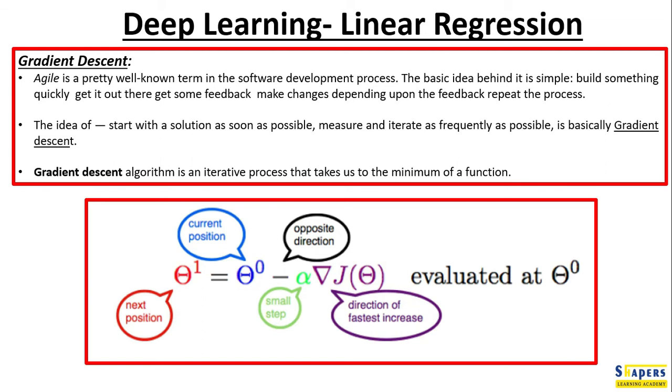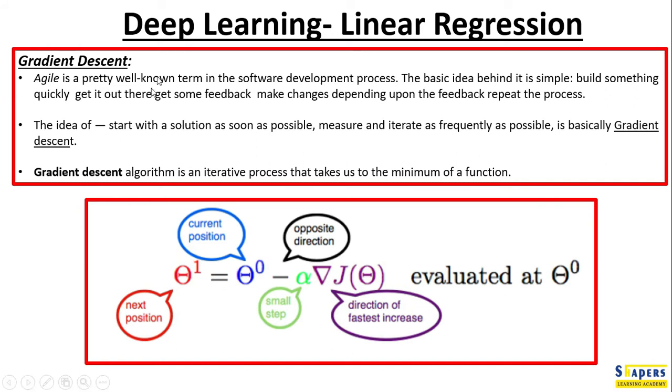Do it in a faster way. Immediately arrive at a solution. Iterate it to check whether the solution works for the problem statements and optimize it until the point where the best solution is obtained. So that is the concept of agile. And gradient descent is an agile methodology in play.